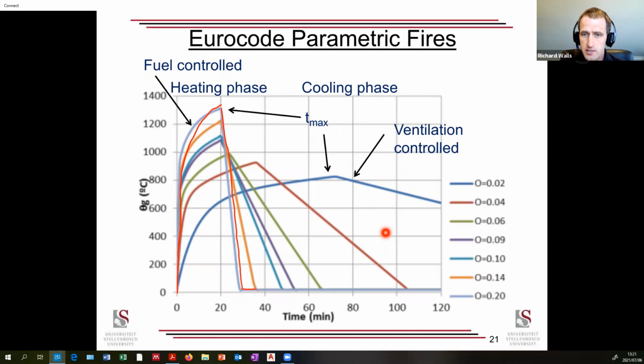This is a very different approach. This looks at a burnout fire. So if all the fuel in my office, shopping center, library were consumed, how hot would it get and how long would it last? And you design for that.